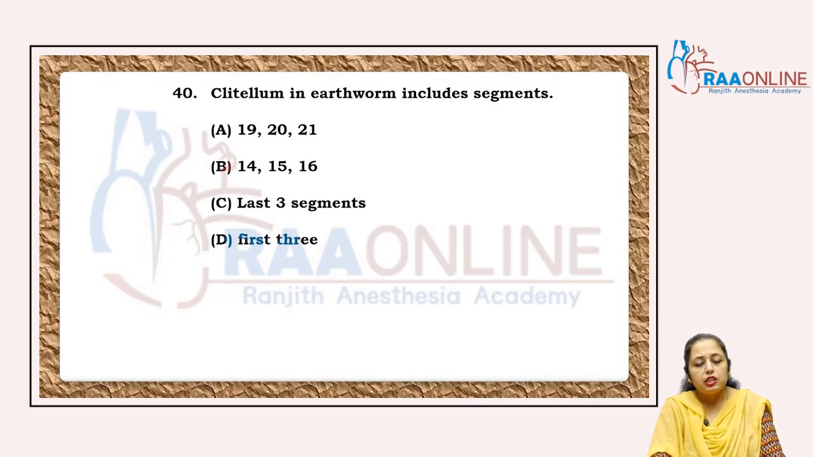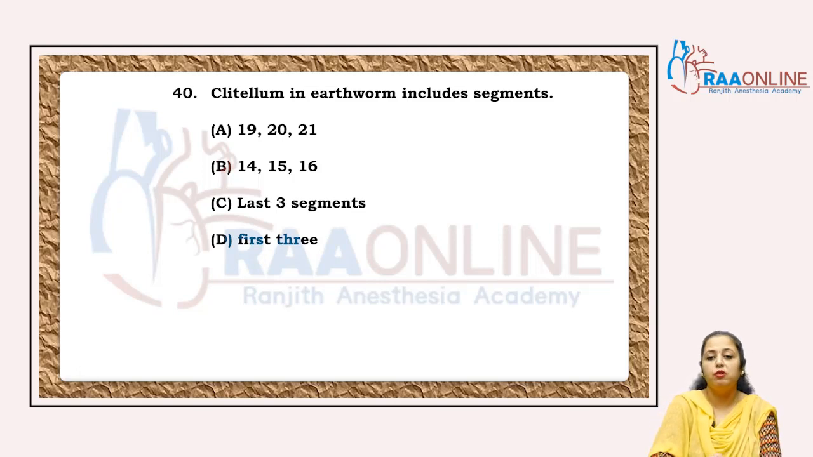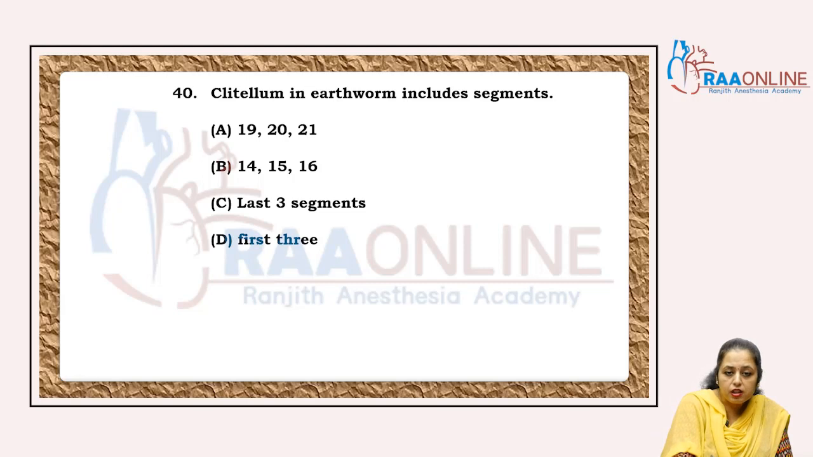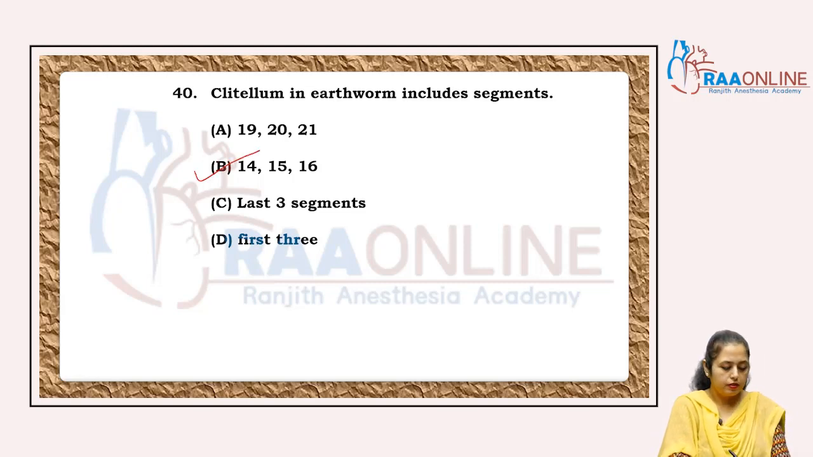Clear? The clitellum in earthworm includes the segments. The clitellum is formed by the, we know that earthworm belongs to phylum Annelida, and belongs to class Oligochaeta. Clear? 100 to 120 segments are present in their body, right. True metamerization, true segmentation, is formed there, right. And the 14th, 15th and 16th segments get fused to form the clitellum, right. So the answer is the one given, right.